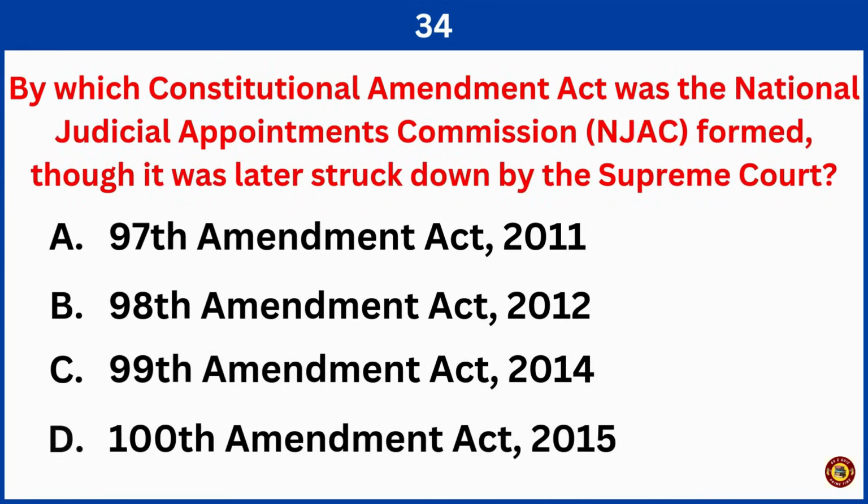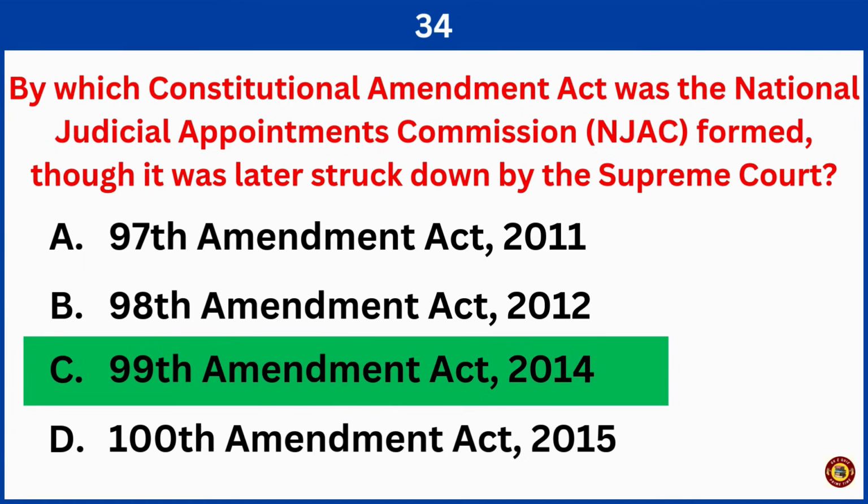By which constitutional amendment act was the National Judicial Appointments Commission formed, though it was later struck down by the Supreme Court? Correct answer is option C, 99th Amendment Act 2014.